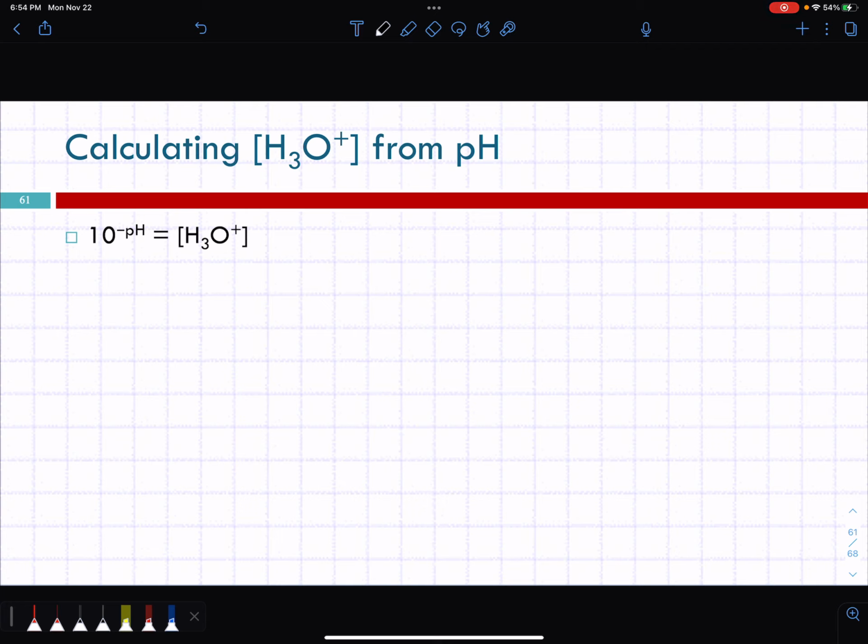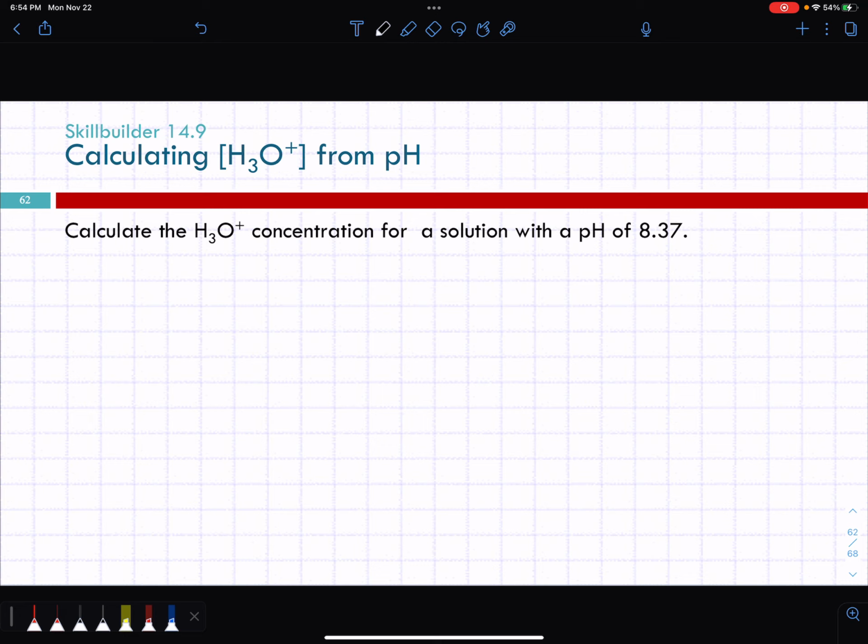There was a slide for this. So yeah, 10 raised to the negative pH. I mean, we basically already did this, but that's going to give you back your H3O plus concentration from pH. So just as an example, if we have a pH equals 8.37, then we'll do 10 raised to the negative 8.37.